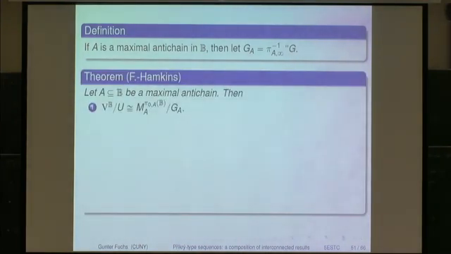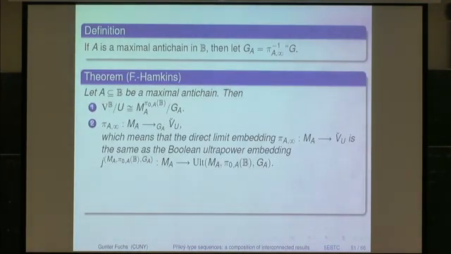If you form the ultrapower in M_A with respect to pi_0,A of the Boolean algebra that you started with, modulo this pullback of the generic, modulo G_A, then you get V^B/U. So assuming well-foundedness, they are the same. And actually the embedding pi_A,infinity is the Boolean ultrapower embedding by G_A.